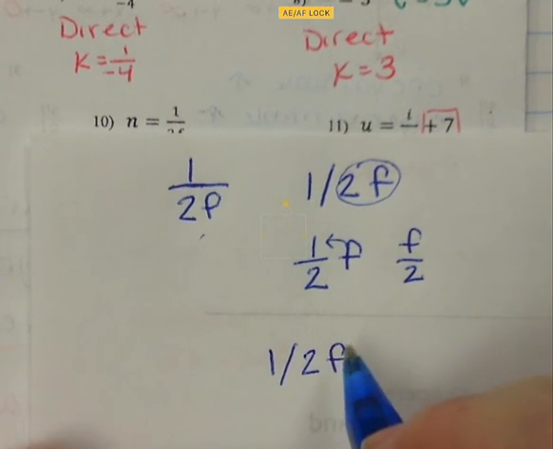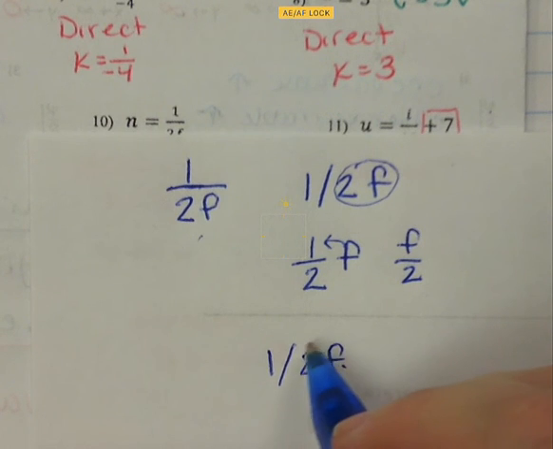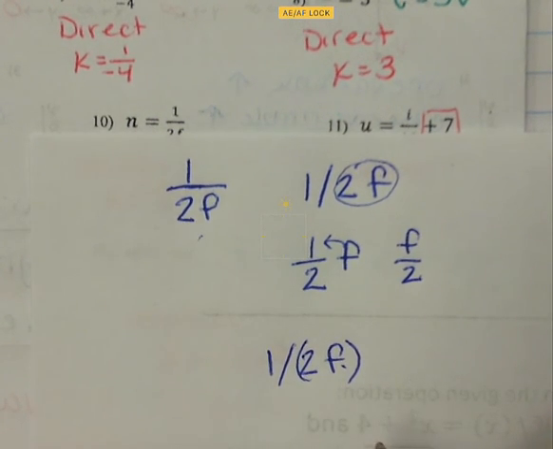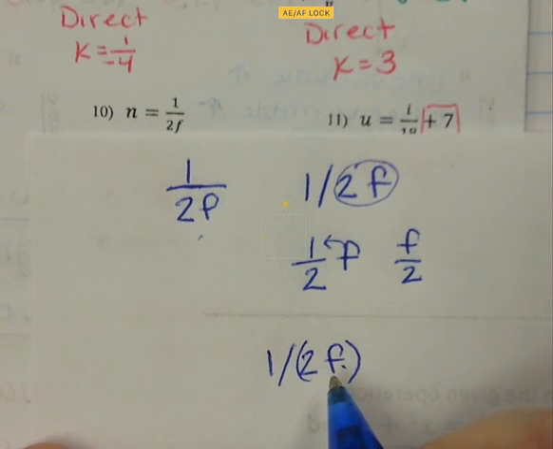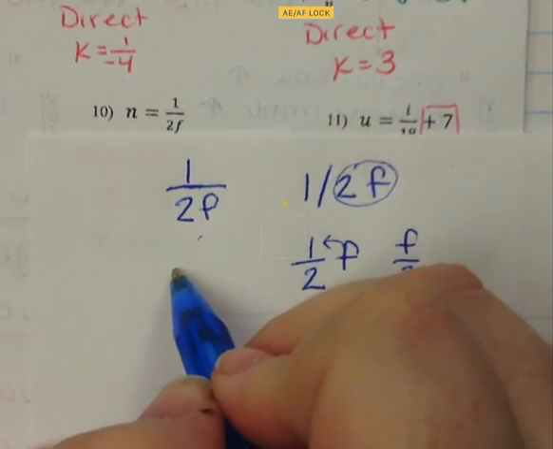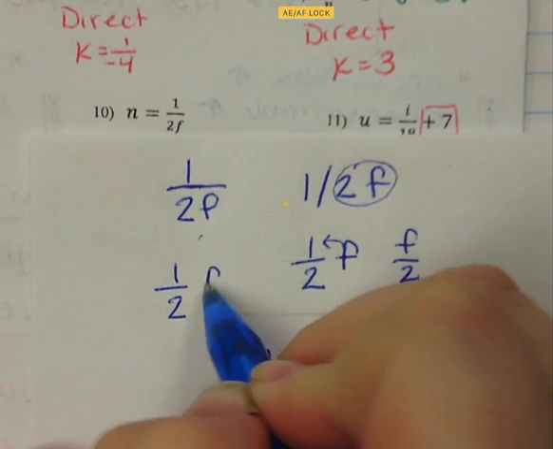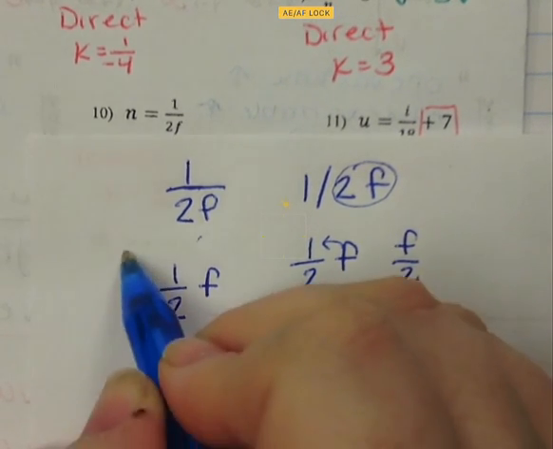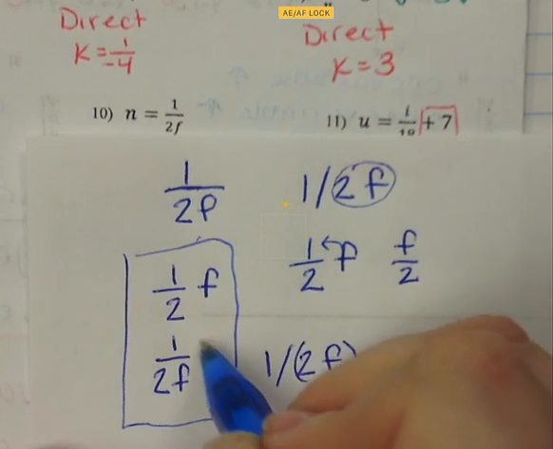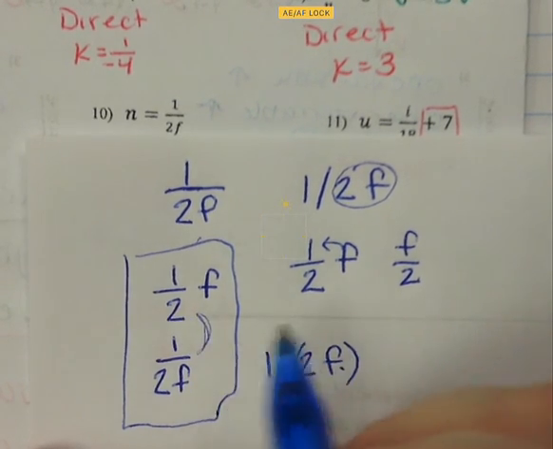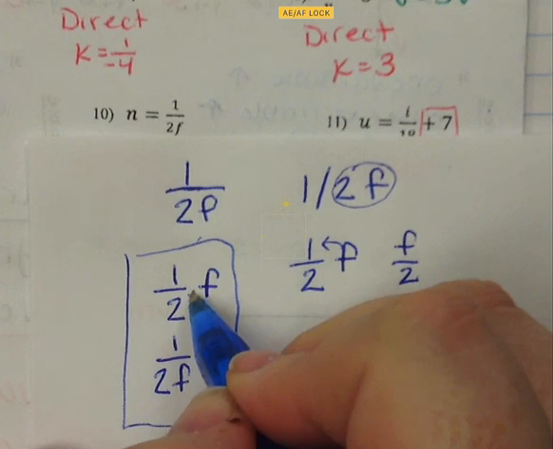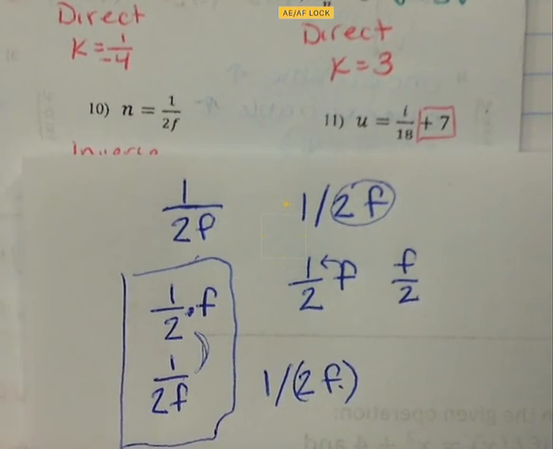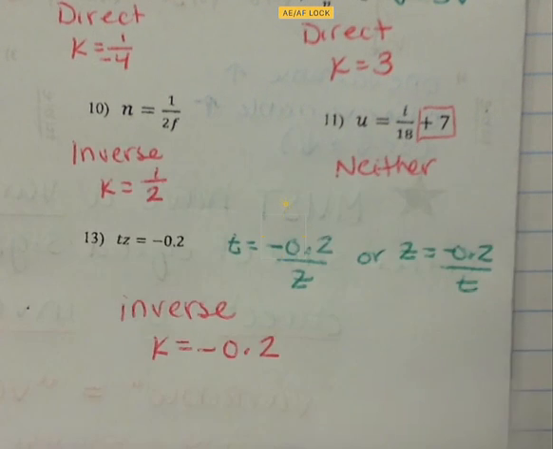So if you want to show me that this is an inverse, you have to put parentheses around your 2f to say that that entire thing is in your denominator. The easiest way to do this is just say 1 over 2f with no slanted fractions. These two things are different because this is a direct variation, this is a multiplication, this is a dividing by f. That's why slanted fractions are not the best thing to use.